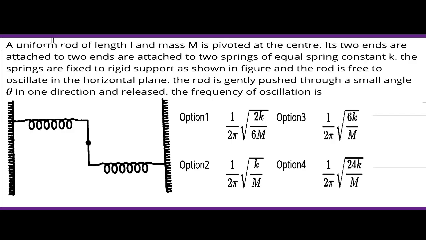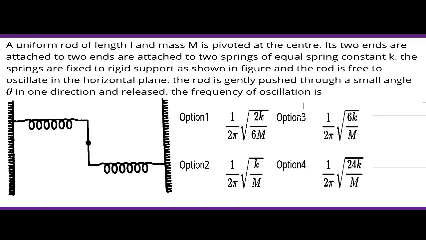Hello everyone, so our question is, a uniform rod of length L and mass M is pivoted at the center. Its two ends are attached to two end springs of equal spring constant K, and the springs are fixed to a rigid support as shown in the figure. The rod is free to oscillate in the horizontal plane.